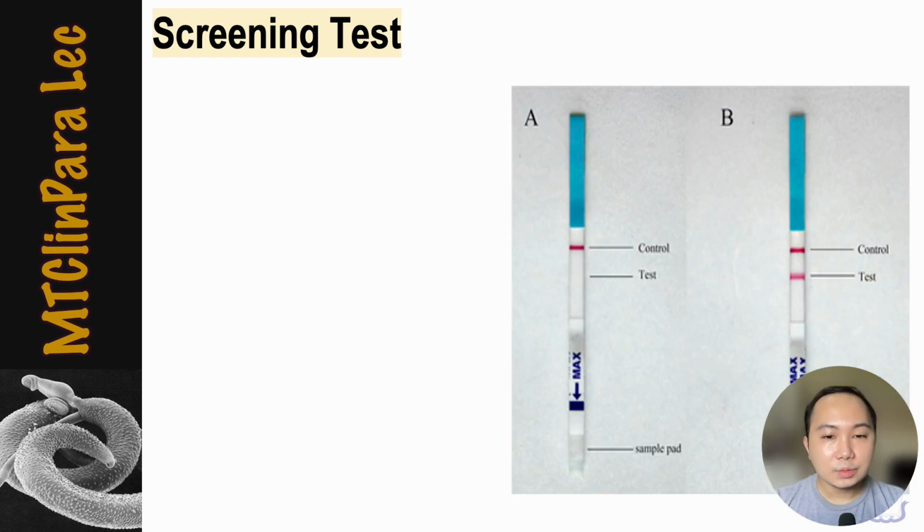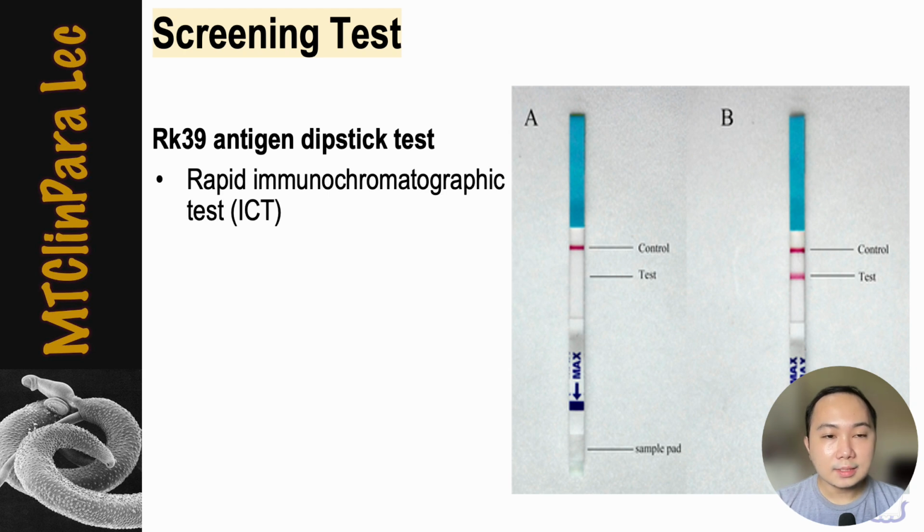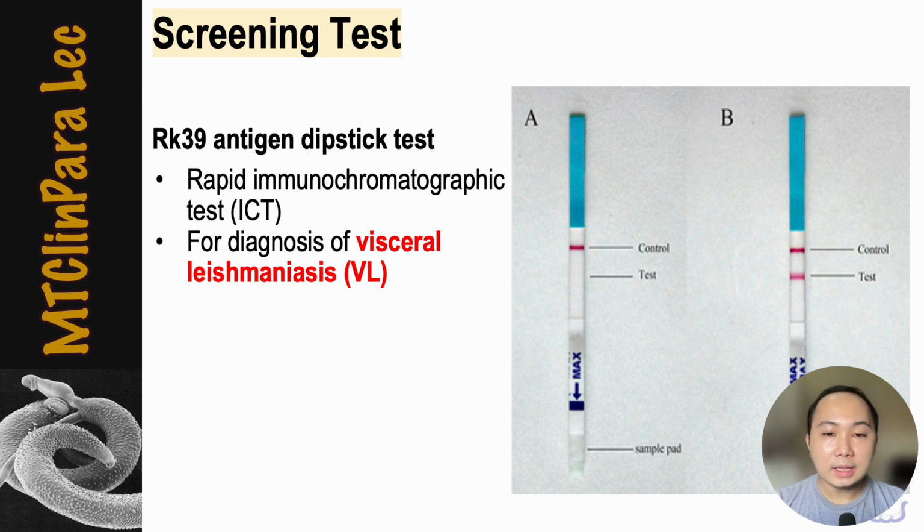So the next test is what we call the RK39 antigen dipstick test. So it uses the principle of rapid immunochromatography. So very much the same with our home-based pregnancy testing kits. So this is mainly for the diagnosis of visceral leishmaniasis.